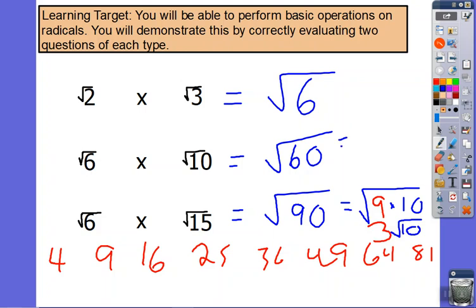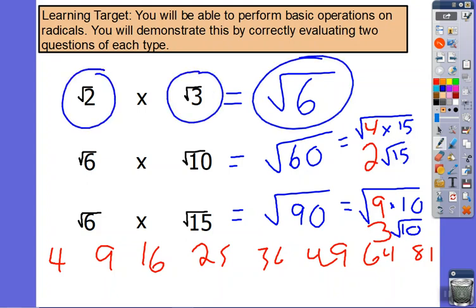The one up here, the 60, also could be simplified. And that is going to be 4 times 15. Square root of 4 comes out as a 2. And the 15 is going to stay inside there. But when you're multiplying, the key thing is we're just going to take the two numbers, multiply them, and get that new one.